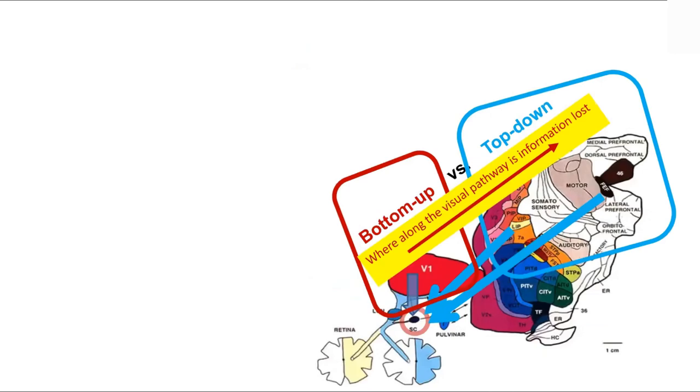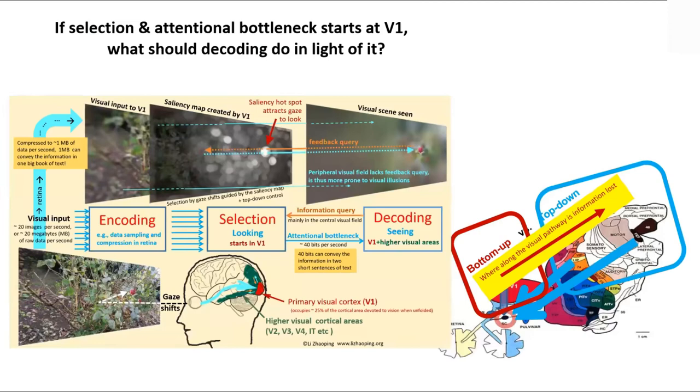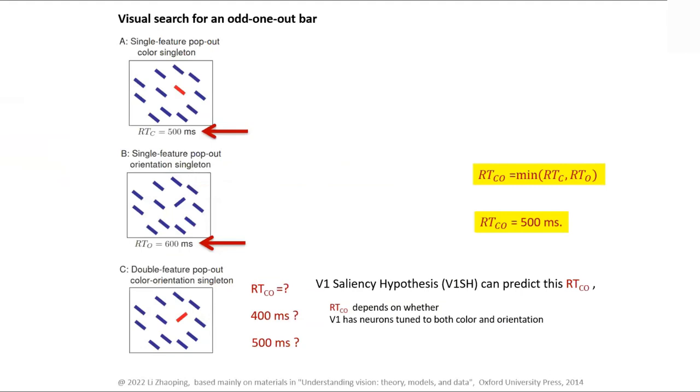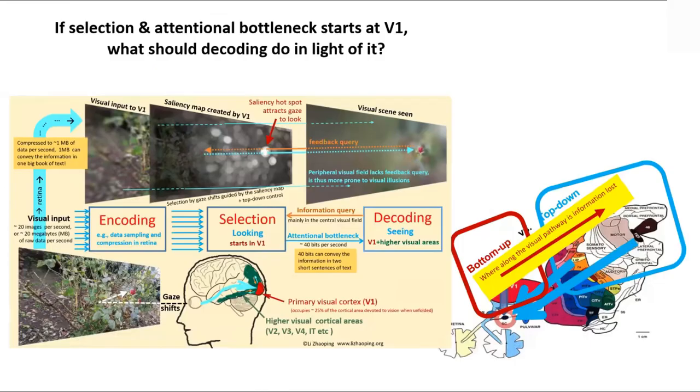But anyway, the idea is, so then we are ready to say, if selection happens in V1, what should decoding do in light of it? And today, this lecture stops at 12 o'clock. That will be the next lecture. I tried to sell this so quickly and I have more spare time. So if you like, let me know which bit I went too quickly on, or just ask questions. Please, let me ask now.